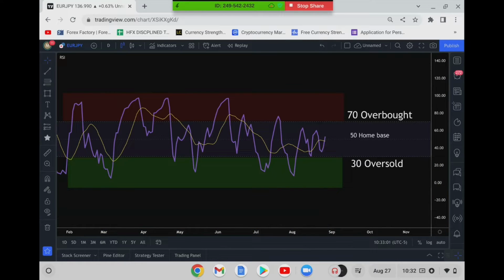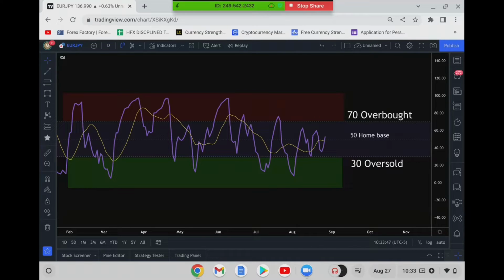So again, let's talk about these terms: overbought and oversold. If something is overbought, that means it has too much buying power. So if there are too many buyers in the market, it's only a matter of time before the sellers come in and take control, even if it's just for a short period of time, and vice versa. If we see price is currently oversold, it's only a matter of time before buyers come in and take control, even if it's only a short amount of time.